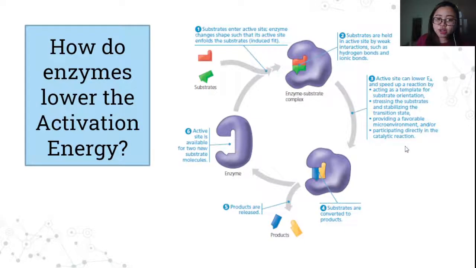The active site can lower activation energy and speed up a reaction by acting as a template for substrate orientation, stressing the substrates and stabilizing the transition state, providing a favorable microenvironment, and/or participating directly in the catalytic reaction. So that is the third part in this note here. After that, the substrates are converted into the products and released, and the active site is now available for new substrate molecules. So that is what is being shown in this slide here.